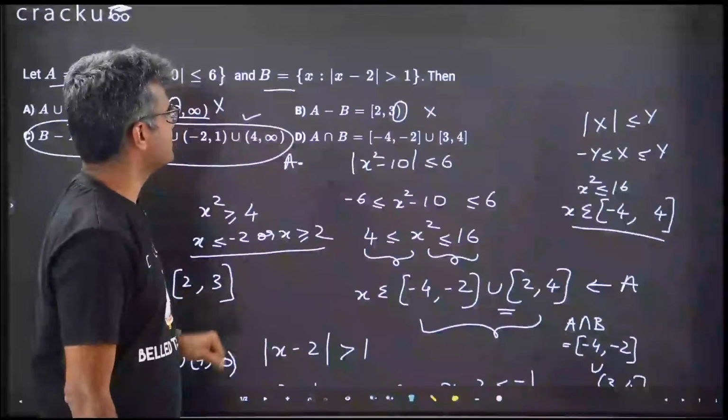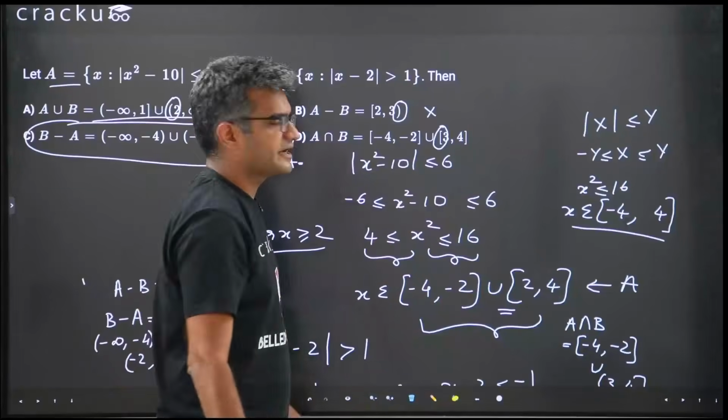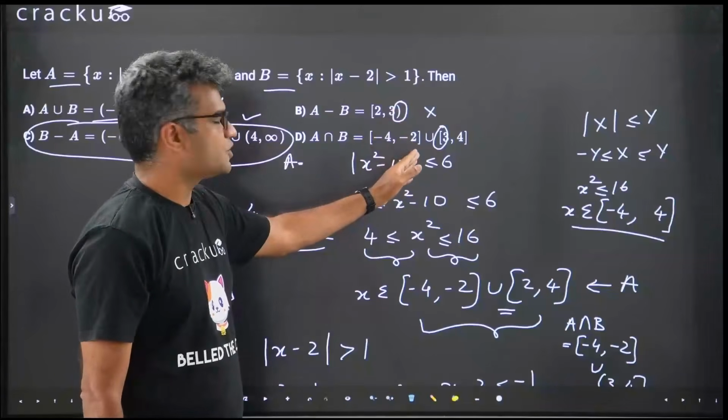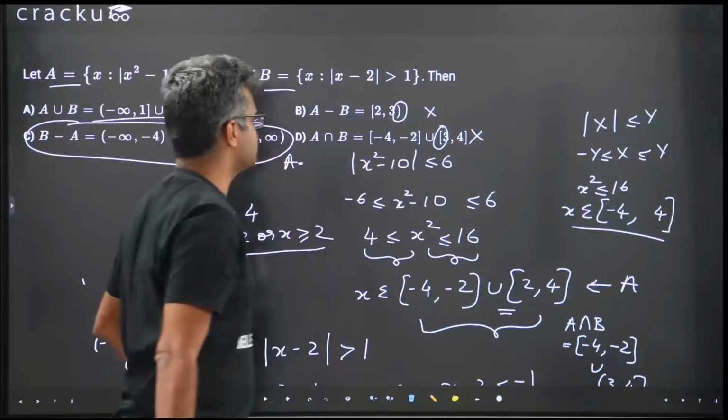Is it matching with the option given? It is not matching with the option given because this has to be a curved bracket. This has to be a round bracket. 3 is not part of b, so 3 is not part of a intersection b. So this also is not the correct answer.